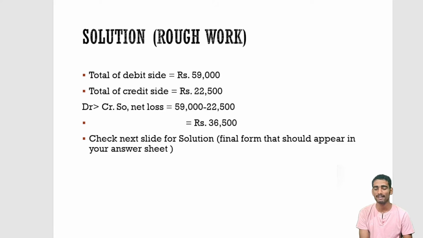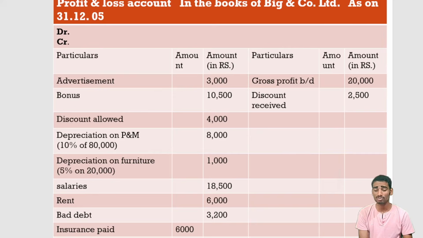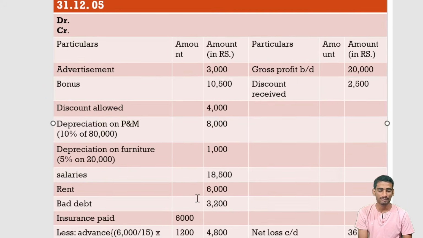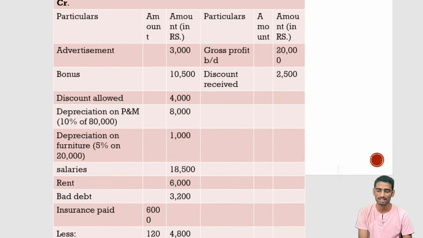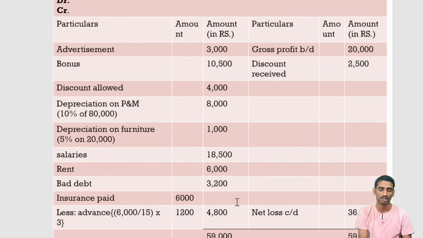Okay, now at last you have to prepare the final trading account. In the final trading account, you just have to show the loss and profit. So these are the things that you should keep in mind. These are basically the same things; what I have added here is just the net loss and net advance. Net advance was already there, we have just added profit and loss here. And the total summary we have written here. So the net loss you got is 36,500.